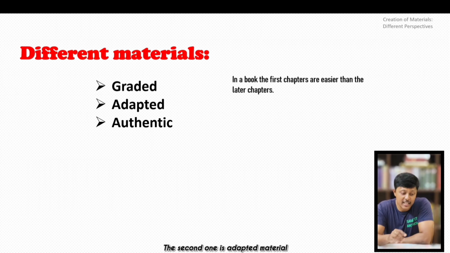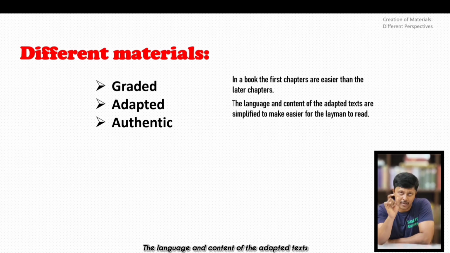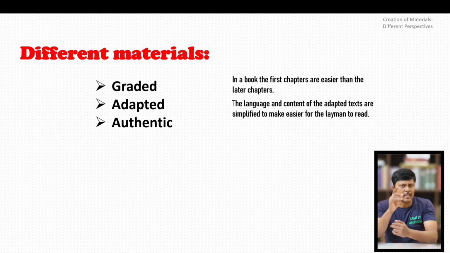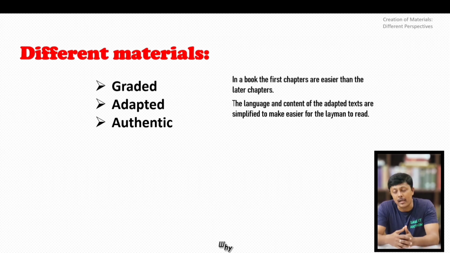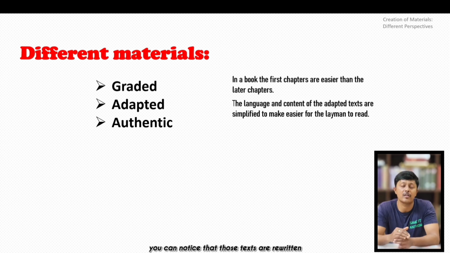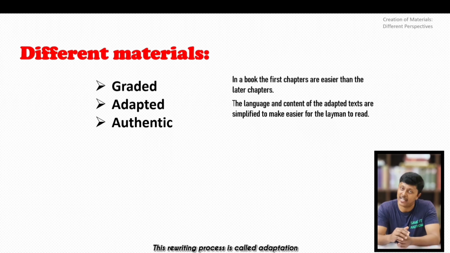The second one is adapted material. The language and content of the adapted texts are simplified to make them easier for the layman to read. Sometimes you have noticed that the original texts are rewritten. Why? Because, for example, in many of the CBSE syllabus or ICSE syllabus, you can notice that those texts are rewritten in order to make them clearer or easier for the learner to grasp. This rewriting process is called adaptation. This makes the material suitable for a group of learners.